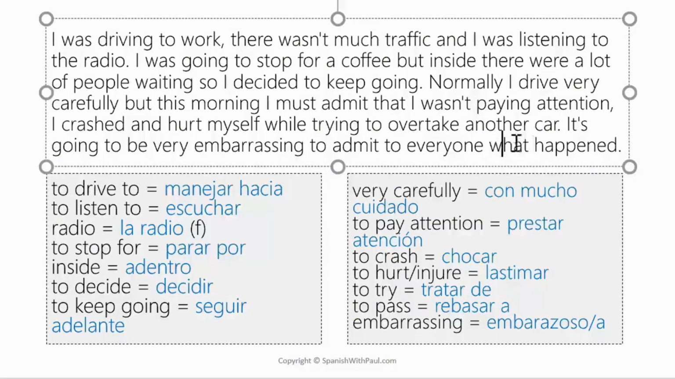And then remember that when this what means or can be translated as the thing that happened. So it's going to be very embarrassing to admit to everyone the thing that happened. So this what could also be kind of substituted for the thing that. And when you get that inference in English, it's a trigger for lo que in Spanish. So, va a ser muy embarazoso admitir a todos lo que pasó.